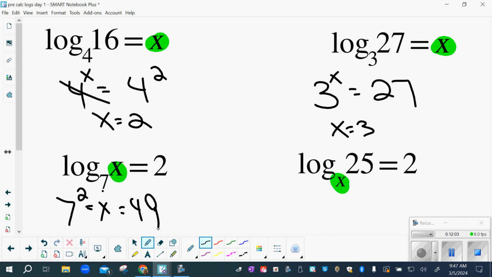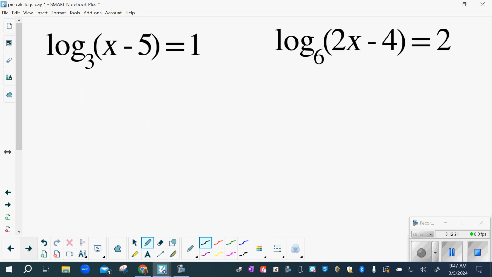Next one, watch what we're going to do. x to the second equals 25, so x equals 5. We're not going to worry about the negative one because we're just using the principles for our work. Okay, we're going to get a little dicier, but I love these ones.